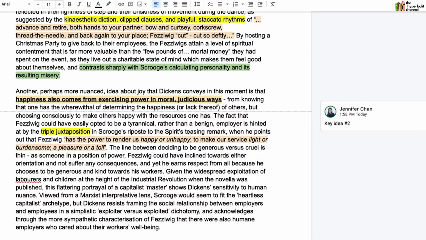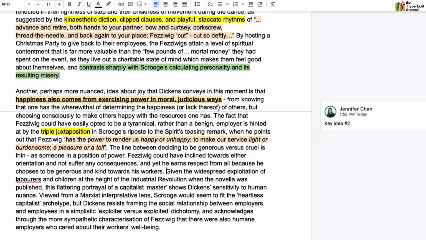So this is really subtle reading here, because essentially what the student is saying is that Dickens, by placing these opposite contrasting ideas next to each other in such close proximity, is subliminally communicating this idea that it's actually very easy for someone in power like Fezziwig to choose to go one or the other way. So the line between choosing to make your employees happy, to make their lives easier, is just as easy as choosing to make them unhappy and to work them to the bone. But the fact that he chooses to not do the wrong thing, but instead to do the right thing, shows that he is able to exercise power in moral and judicious and disciplined ways, in a magnanimous way.